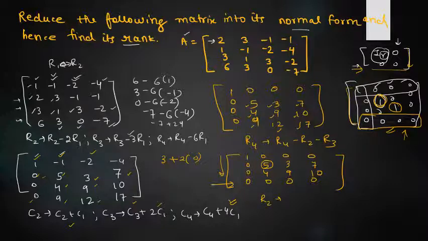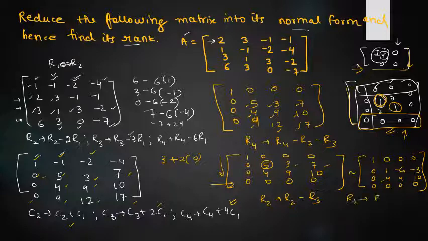If you subtract R2 minus R3, you will easily get, so this is as it is. This is as it is. These are also as it is. So 5 minus 4 is 1. 3 minus 9 is minus 6. 7 minus 10 is minus 3. And this is 4, 9, 10. Right? Now, if you have to make this part as 0, what you will do?